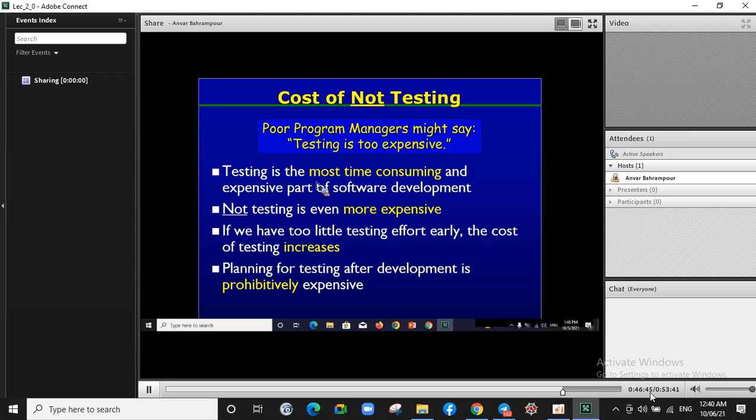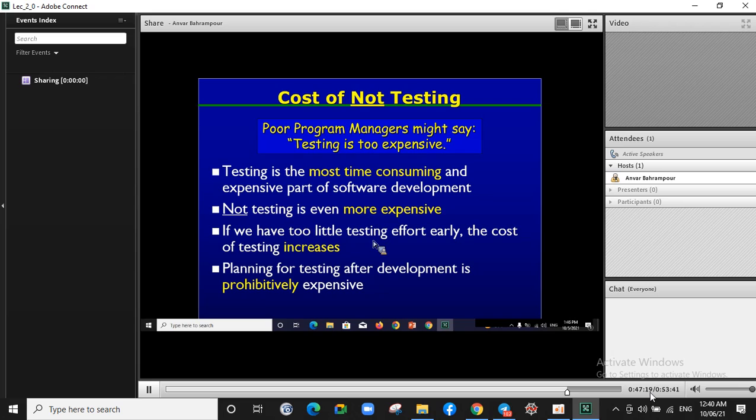Actually, testing is the most time-consuming and expensive part of software development. This is true, but as we saw in the previous slide, not testing is even more expensive than testing. So we should test our software product enough to have an acceptable quality and prevent some catastrophe from happening.